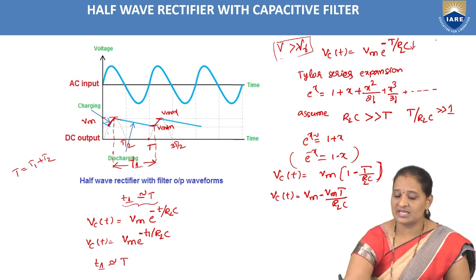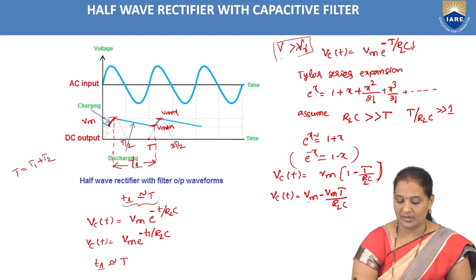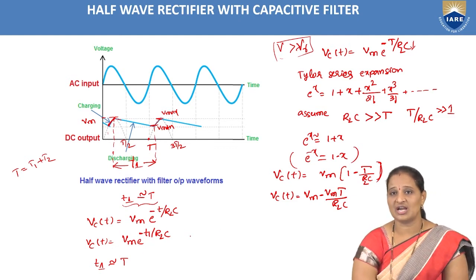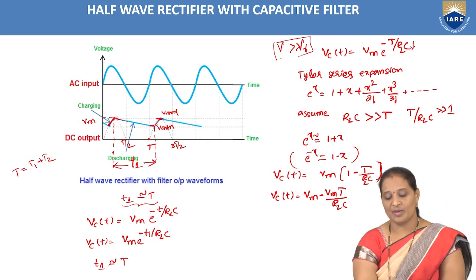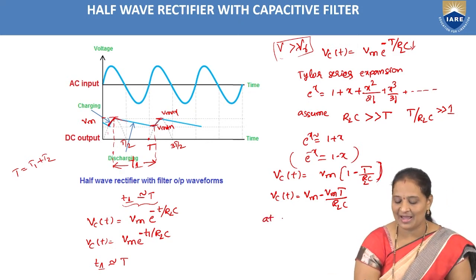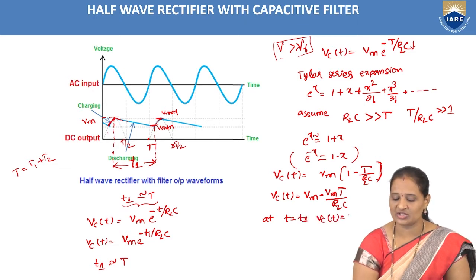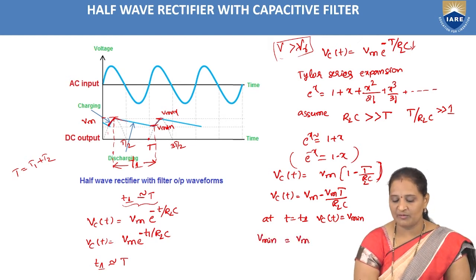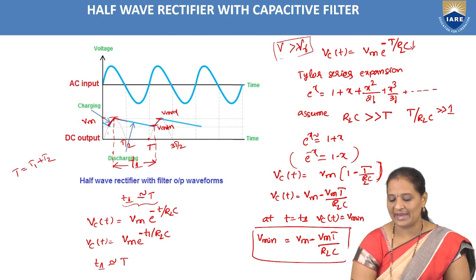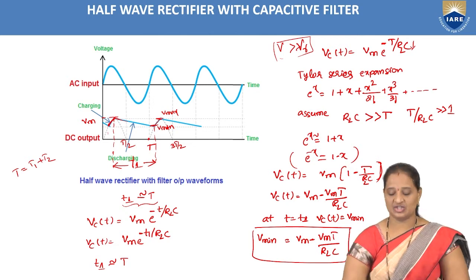That means when we are considering the discharging time period, the voltage drop across the capacitor becomes V minimum, and hence at time t equal to t1, the voltage drop across the capacitor Vc of t becomes V minimum. So I can represent V minimum as Vm minus Vm into T by RL into C. This is the minimum voltage across the capacitor during the discharge time period.